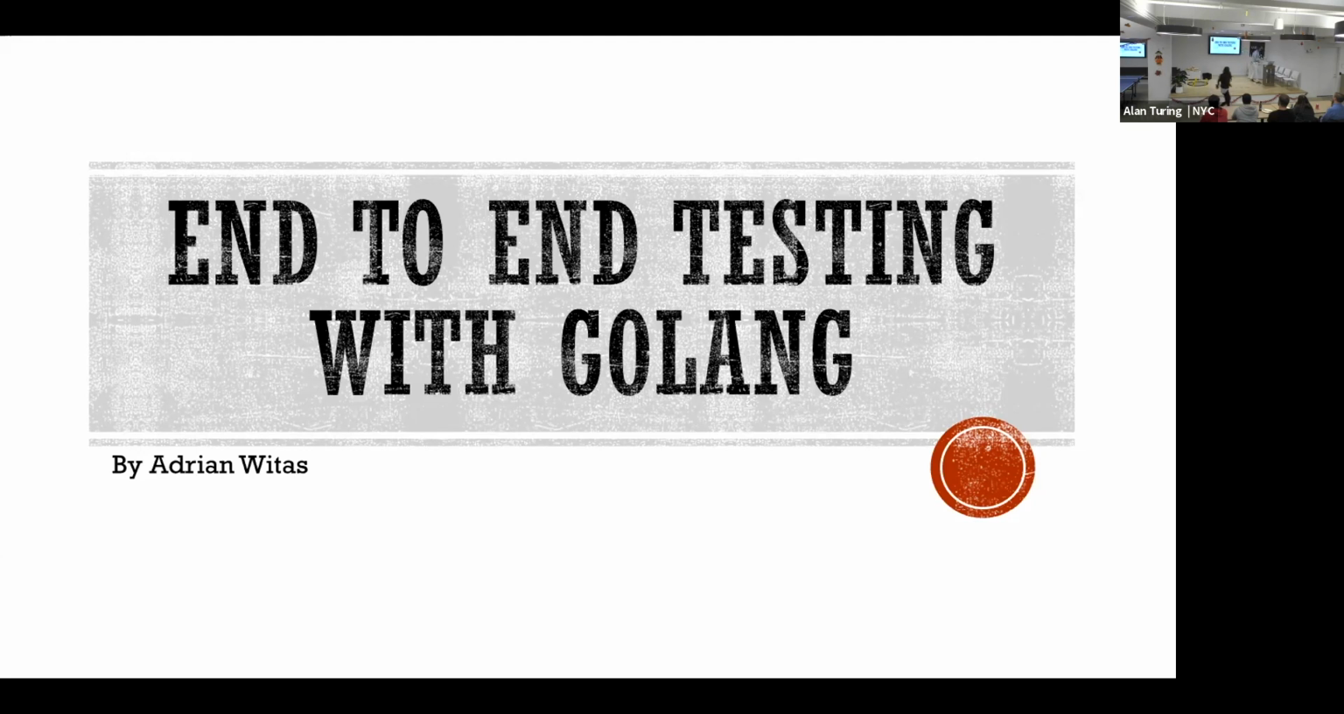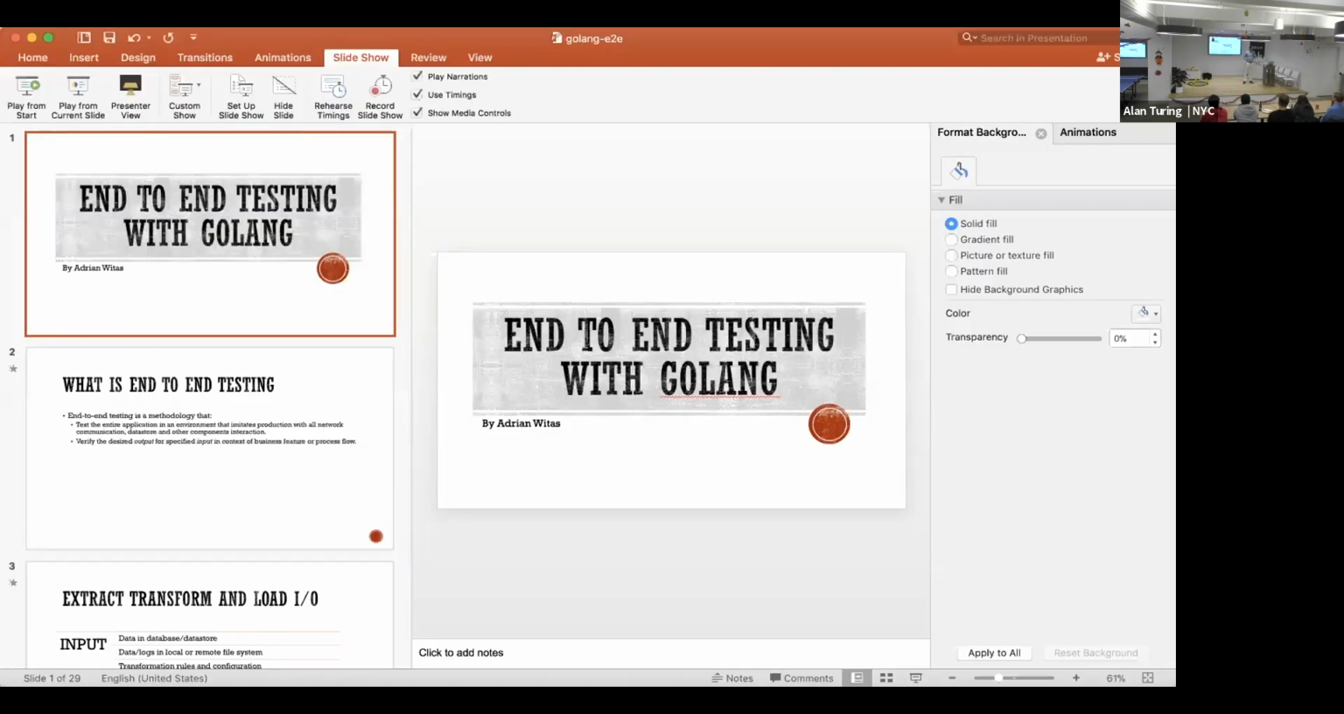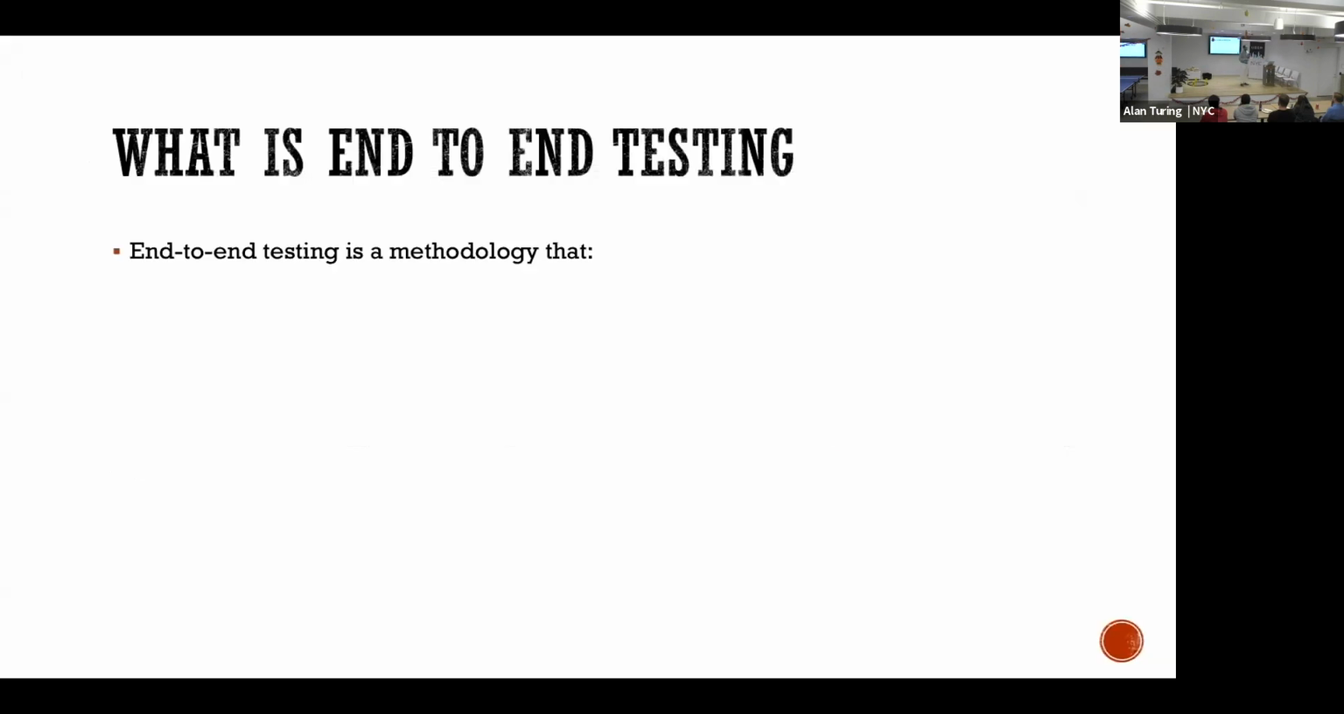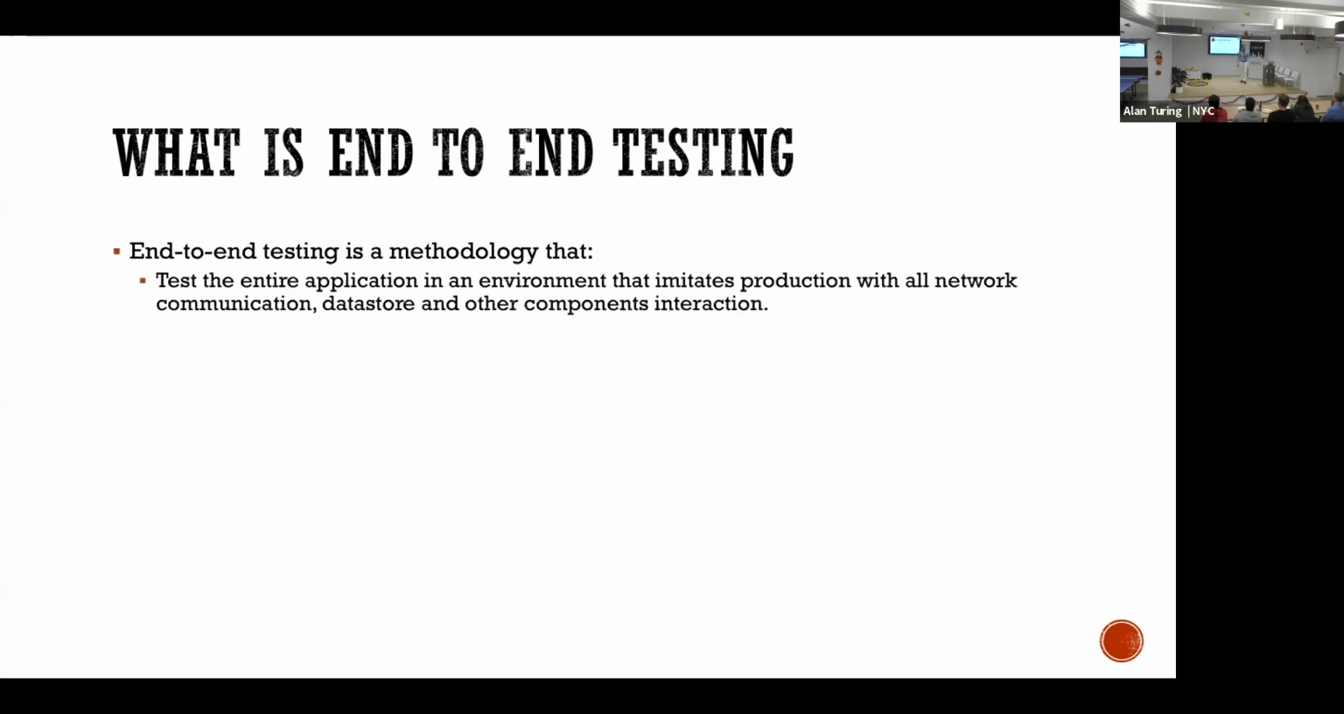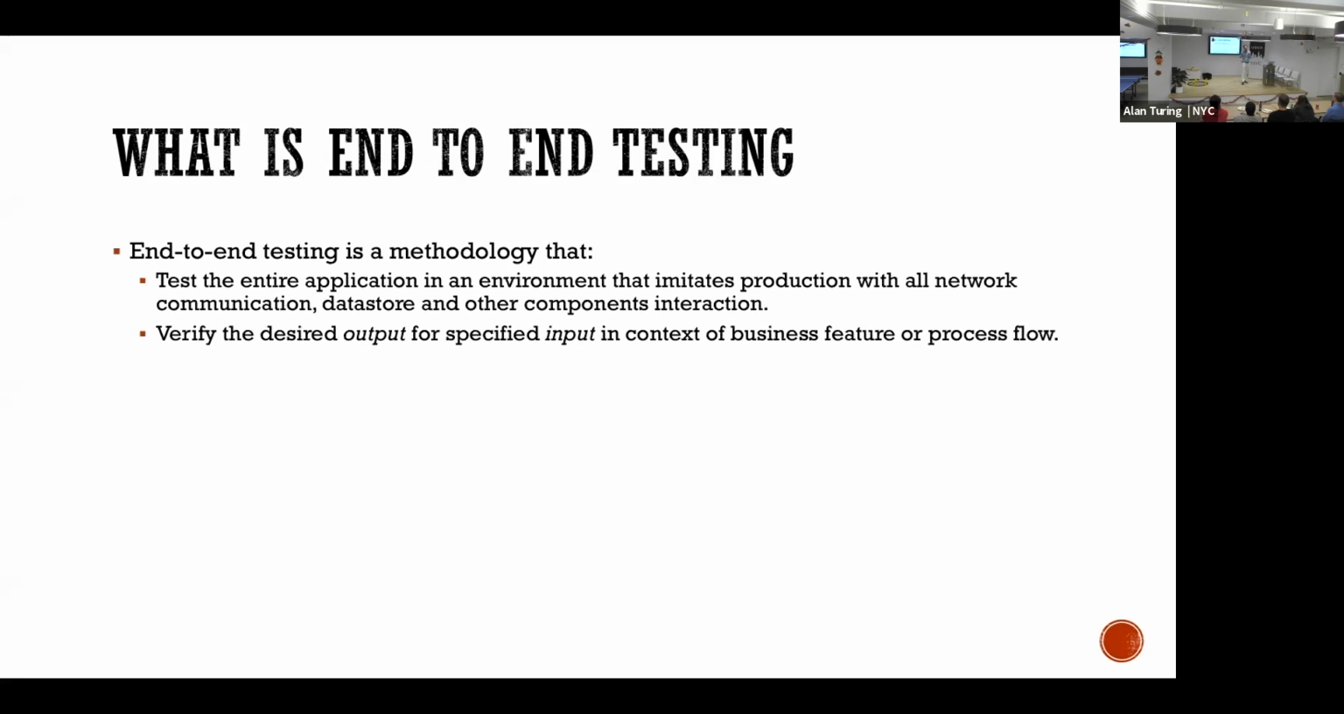So let's start with the basics. What is end-to-end testing? It is nothing else than a methodology that tests the entire system in an almost production environment, with all interaction, network interaction, database, and other components. Like with all testing, we verify the desired output for a specified input. However, in end-to-end testing, we do it in the context of business flow and business feature.